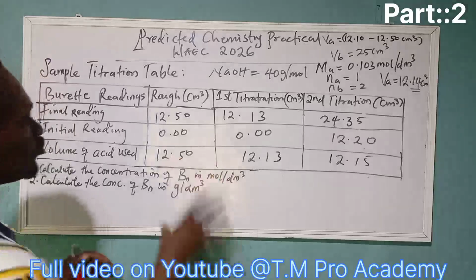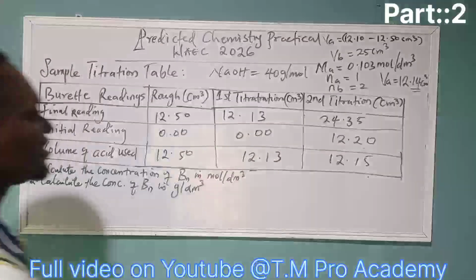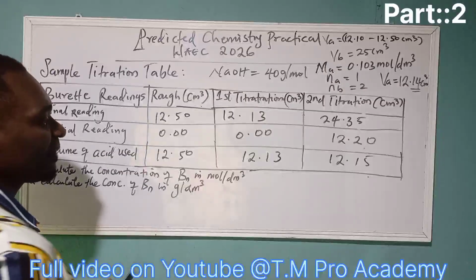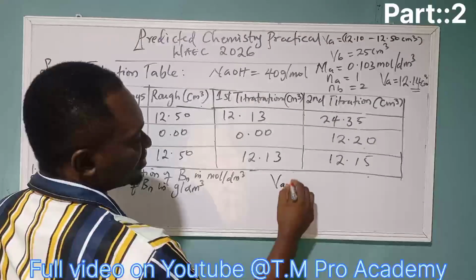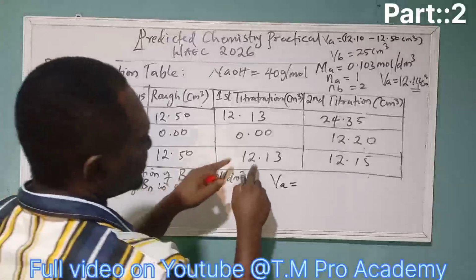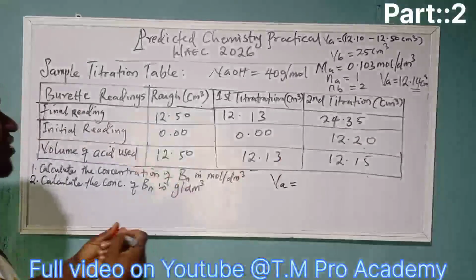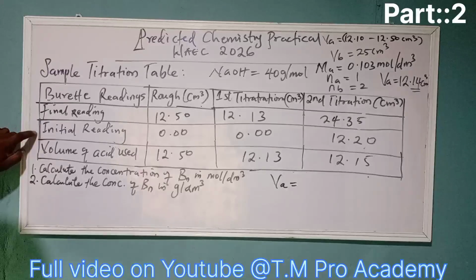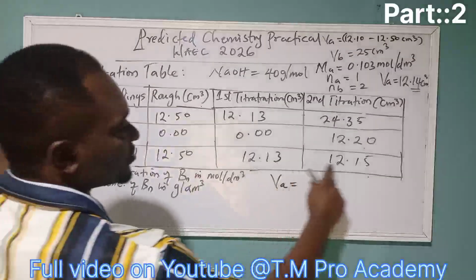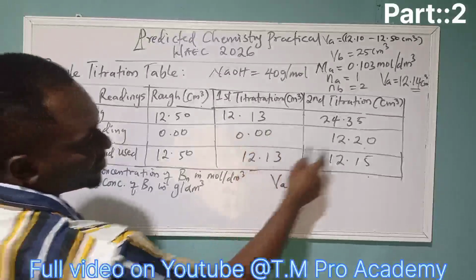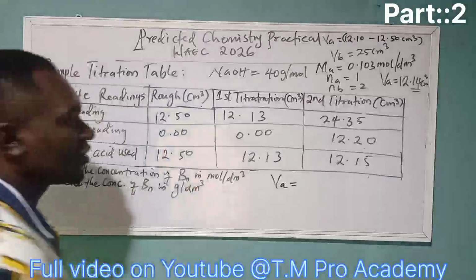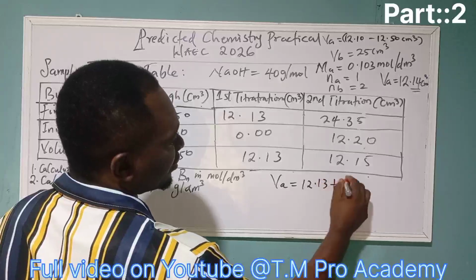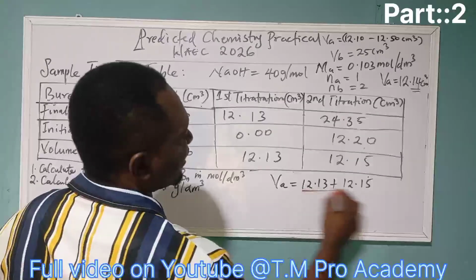Okay, so the first thing to do is to find the average volume of the acid that is used in this calculation. Remember, this is rough work, so it's not added, right? So the average volume of the acid, which is VA, will be gotten as this plus this. But how do we even get this value? The final reading minus initial reading will give you the volume of the acid used, right? So this minus this will give you this, and this minus this will give you this. Okay, so the average value, you just use this 12.13 plus 12.15. Then you divide it by what?